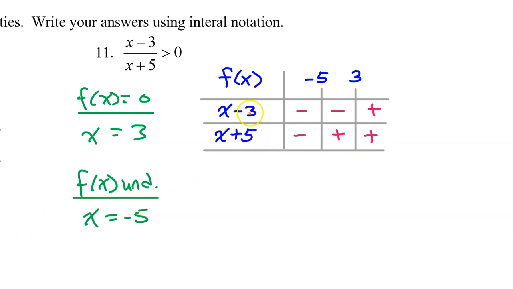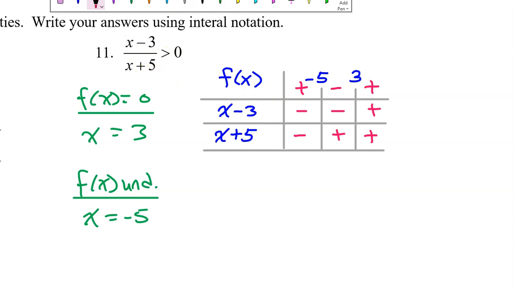The overall sign of f of x will be positive in the first interval because of the even number of negatives. It will be negative in the middle interval because of an odd number of negatives, and positive in the last interval. We are looking for values of x that will cause f of x to be greater than 0.